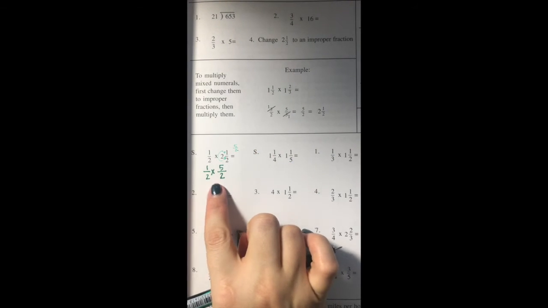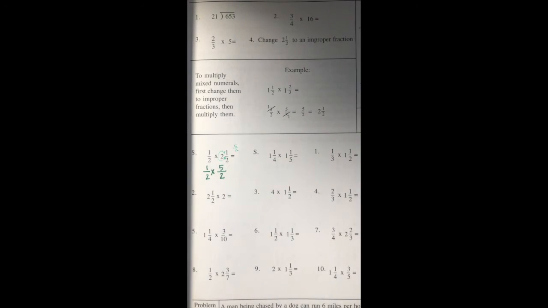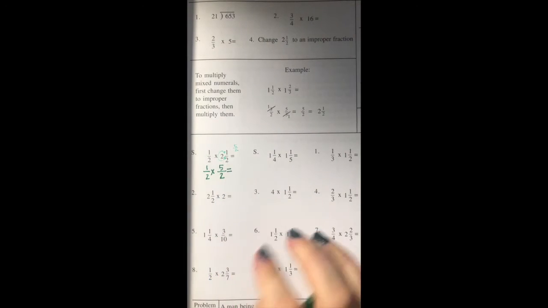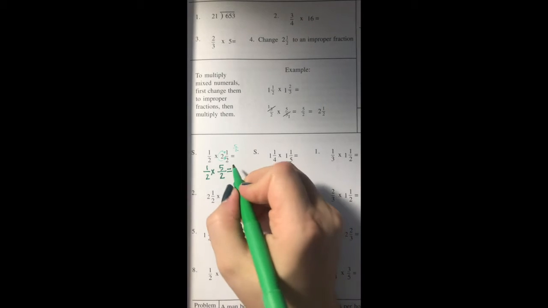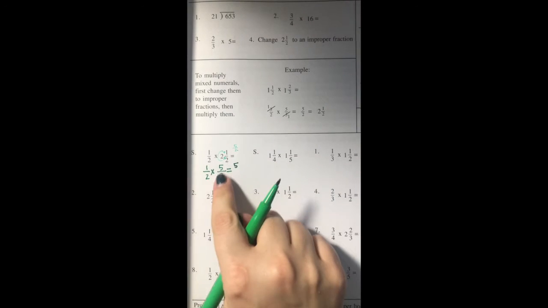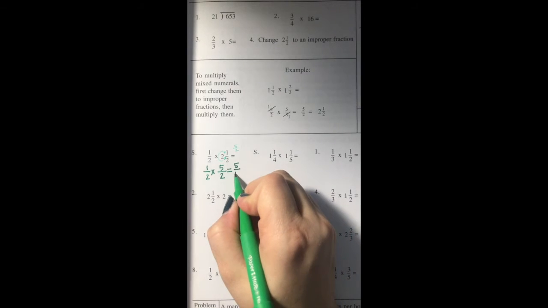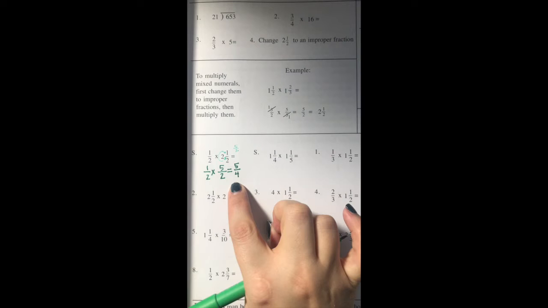Now we're ready to multiply. And since this problem can't be simplified, it's already simplified to the lowest form, we can multiply now. 1 times 5 is 5, over 4, because 2 times 2 is 4. And now we're left with an improper fraction as the solution.